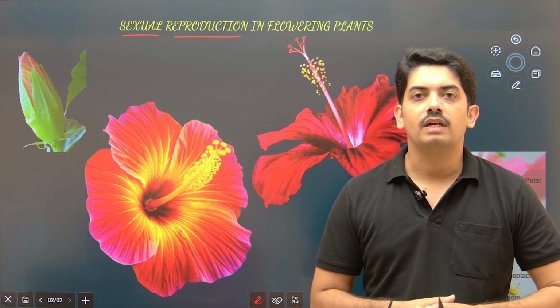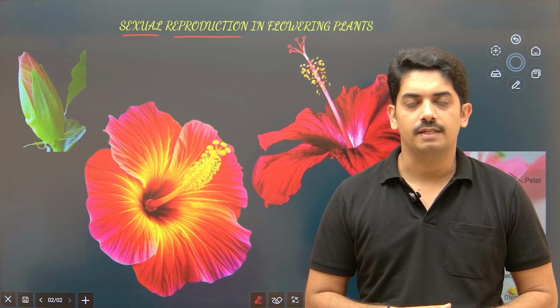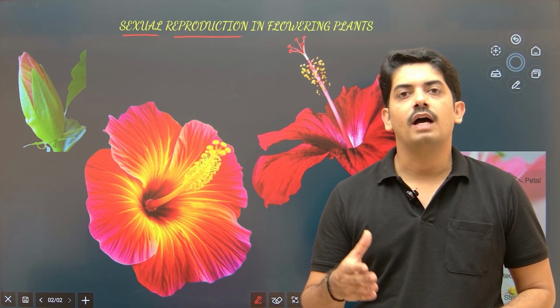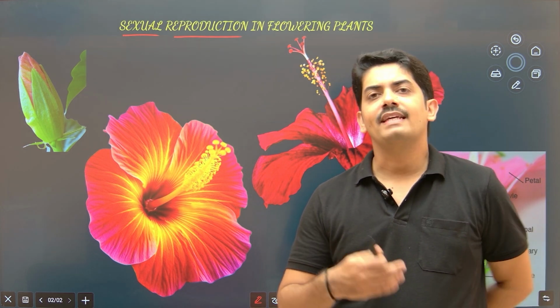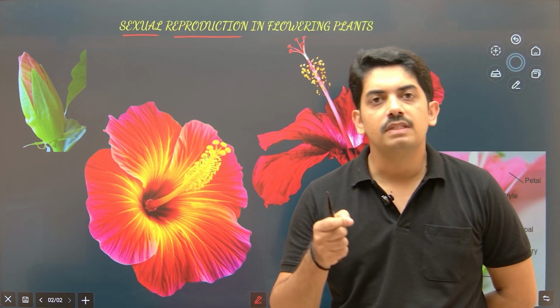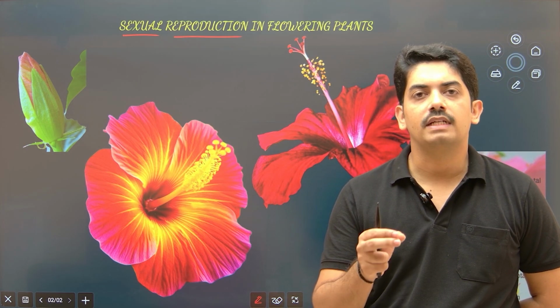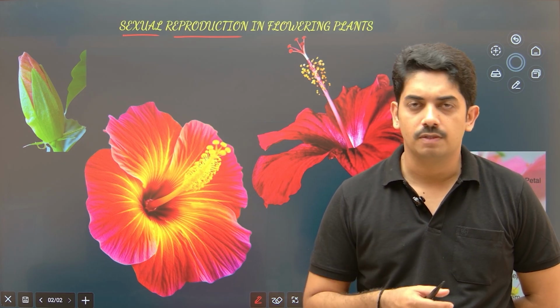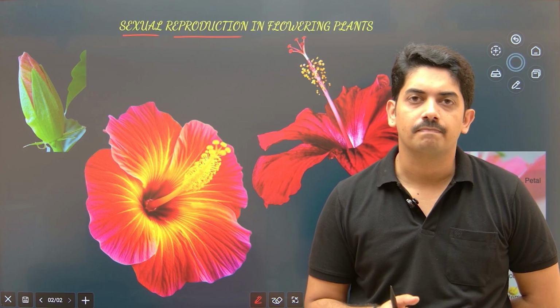Outermost whorl we call it as sepal, and inner to that petal is present. These two are actually accessory whorls. Now, why are they present actually? Sepals help the flower in bud condition, so that the floral bud will not undergo any type of damage. So the primary function of the sepal is to give protection.